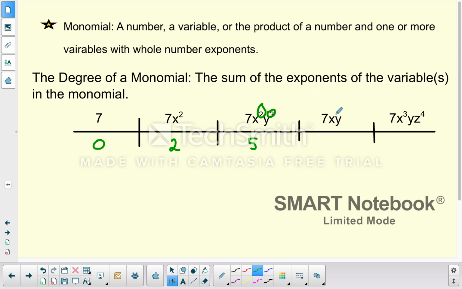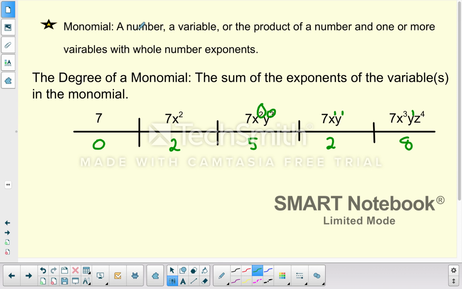Right here, that's a 1 and that's a 1. You can't really see them. It's like the wind. But this is a 1 for the x. This is a 1 for the y. Finally, the last one right here, you've got 3 for x, you've got 1 for y, you've got 4 for z. That's a total degree of 8.